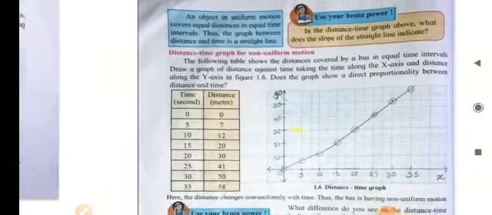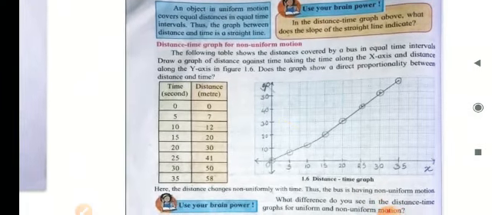So an object in uniform motion covers equal distances in equal intervals of time. Thus, the graph between distance and time is a straight line. Use your brain power. In the distance time graph above, what does the slope of the straight line indicate? The slope indicates uniform motion.